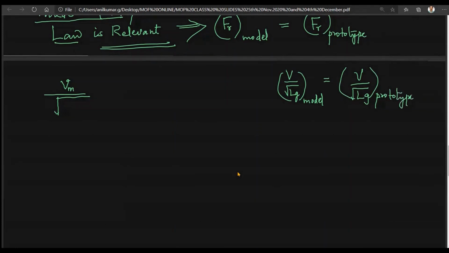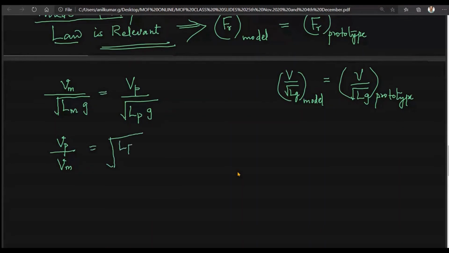So please listen to me. Vm by root of Lm into g is equal to Vp divided by root of Lp into g. See, anyway, g is common and will be cancelled. So what do we get? What we require is the velocity of the prototype divided by the velocity of the model. If I take this ratio, then on the right hand side, Vp by Vm is equal to square root of Lp by Lm, because g will be cancelled.